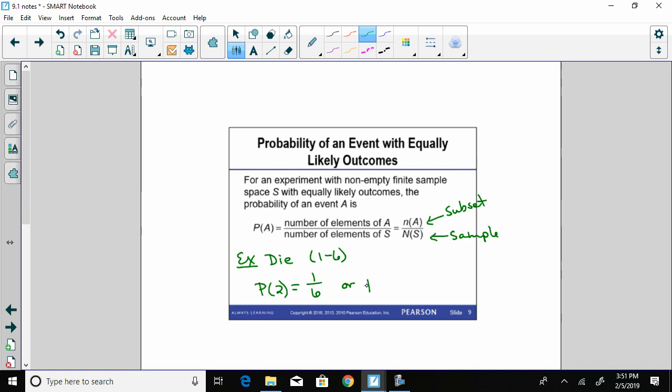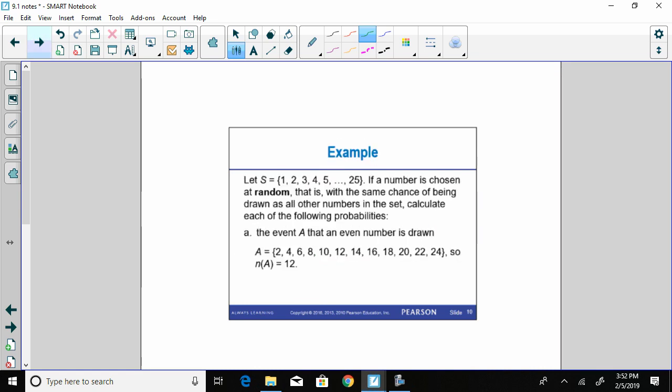Or if I said, what's the probability of getting an odd? Right? Well, how many odds are there? There's 3 of them. 3 out of the 6, or 1/2 of the time you will get an odd. Okay? So that's how we're going to figure out probability of equally likely outcomes.